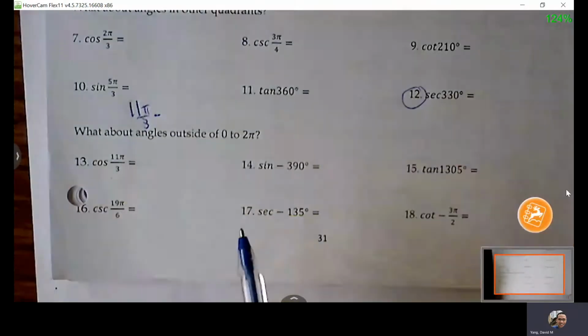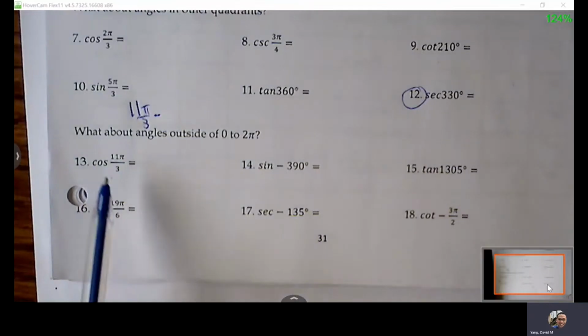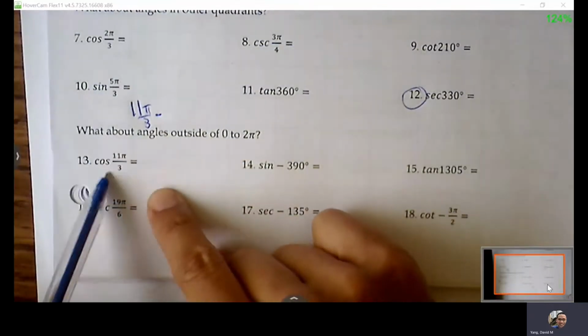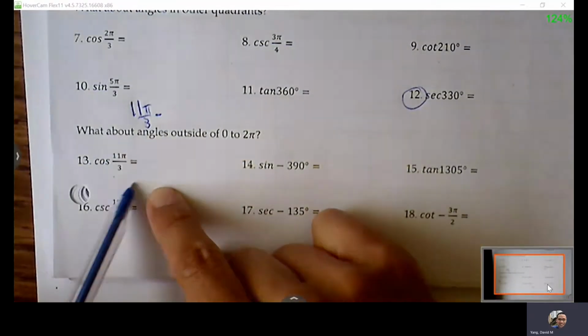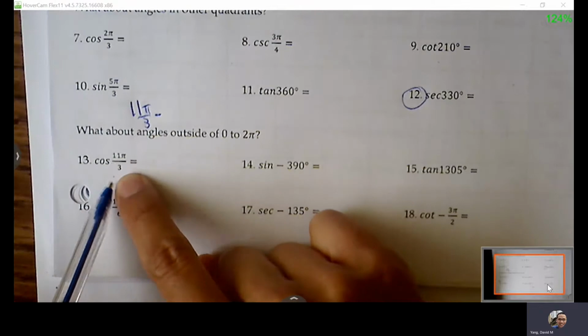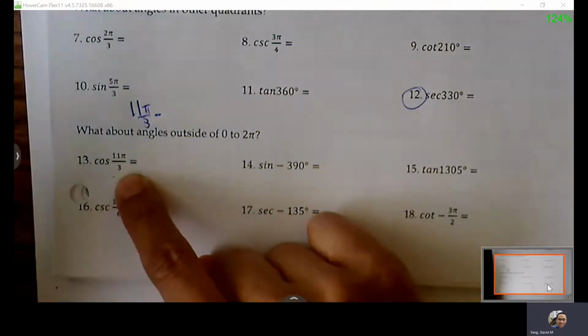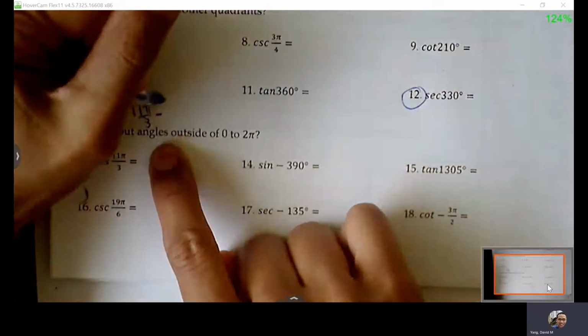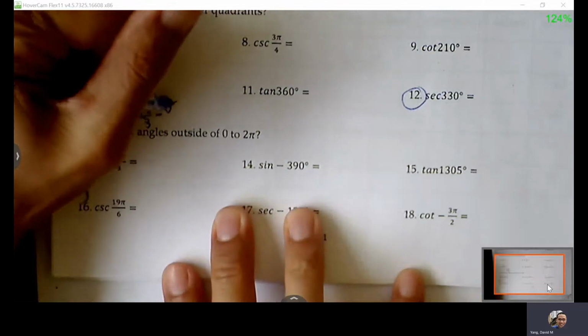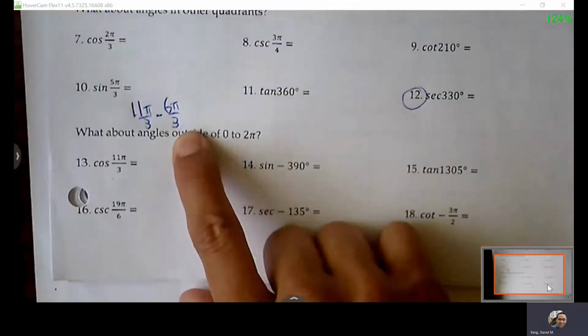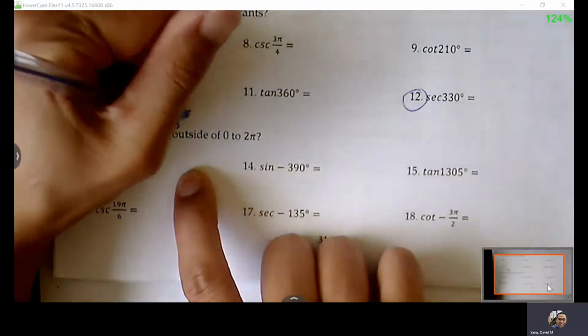Okay, so page 31, number 13. We want to identify an angle measure that's easier for us to interpret. So we'll subtract 2 pi, which is the same thing as minus 6 pi over 3. And now once we do that, we get 5. Oh, sorry.